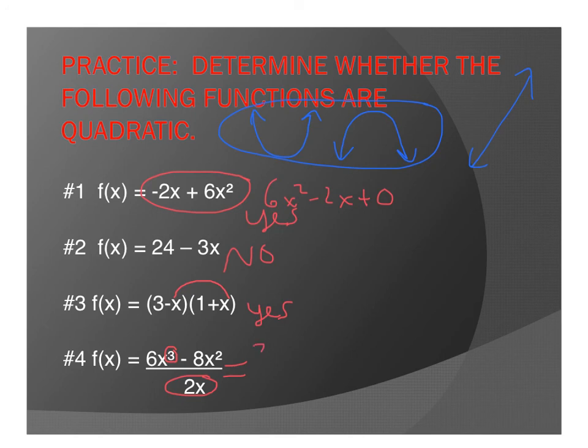So 6 divided by 2 is 3. X cubed divided by x is x squared. See how those exponent rules come into play here again. And then we have 8 divided by 2 is 4, and x squared divided by x would give me x. So what I'm left with is 3x squared minus 4x, which is a quadratic function. So yes, it would be.